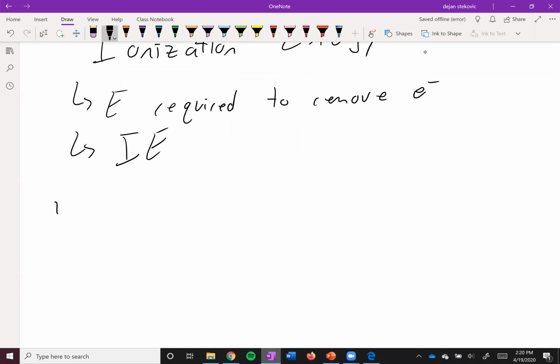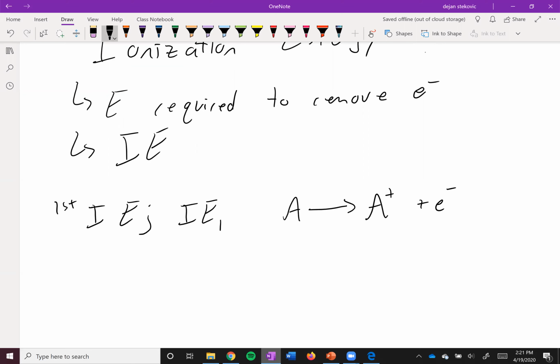So first we're going to look at the first ionization energy, or the energy required to remove the first electron. So it gets this little symbol IE with a subscript of 1, and it's removing the first electron. So you're going from a neutral atom, let's say A, to A plus, and then an electron, because you're removing the electron.